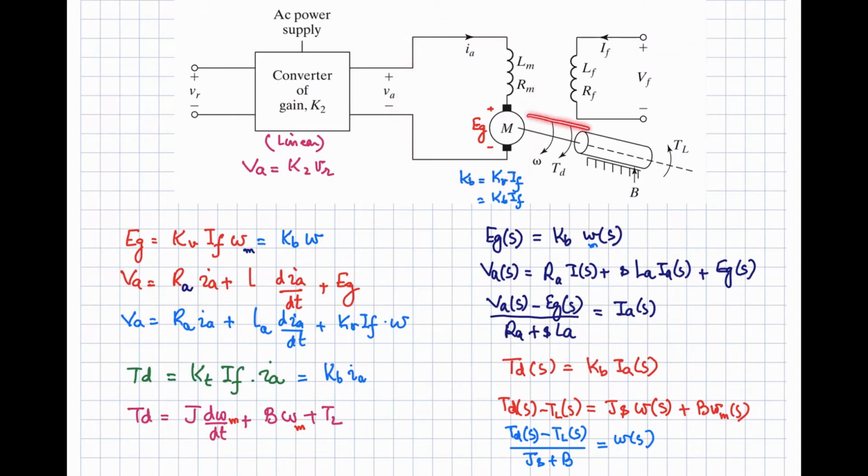The load is connected with the shaft of your machine, right? This DC motor gets input power from this converter circuit, and let's suppose that the gain of this converter is K2, and we are assuming that this is a linear circuit. That is, the output voltage is linearly related with the control voltage VR. Right, so this is representing the control voltage.